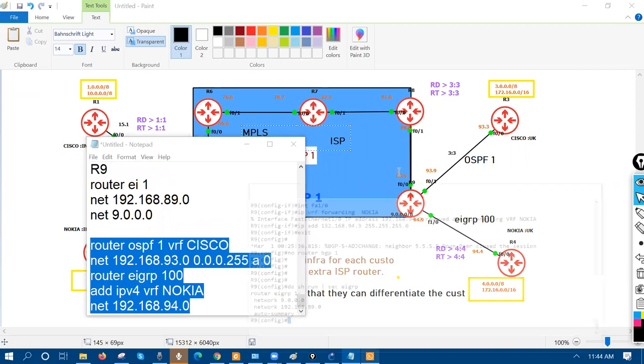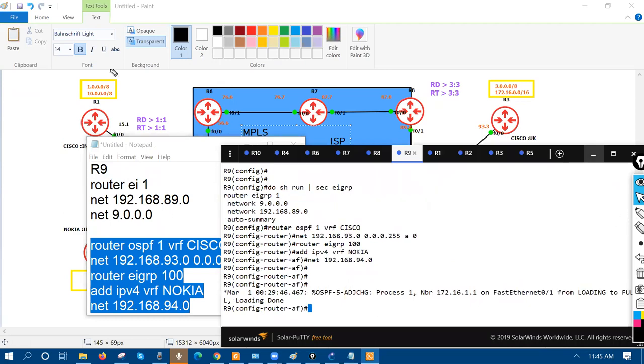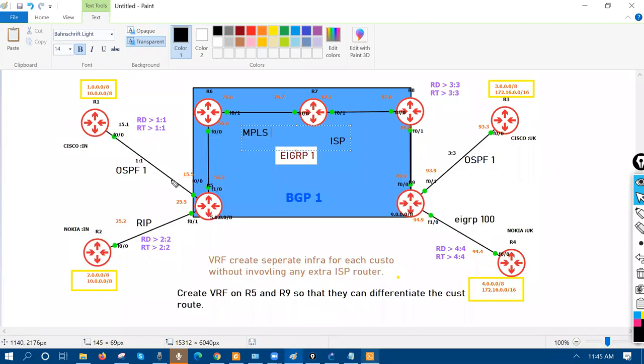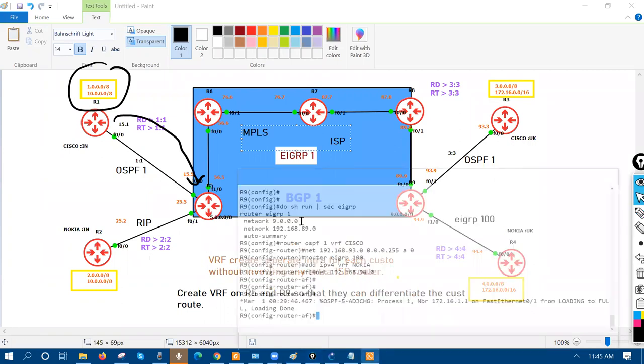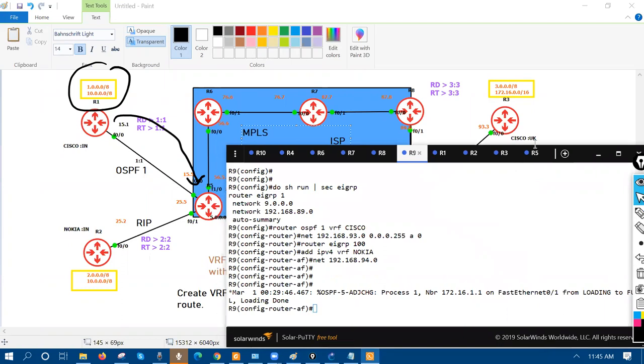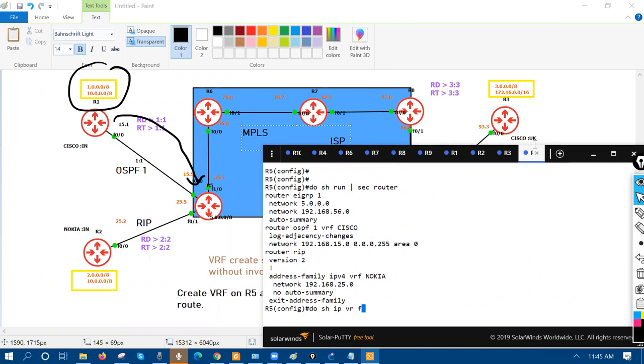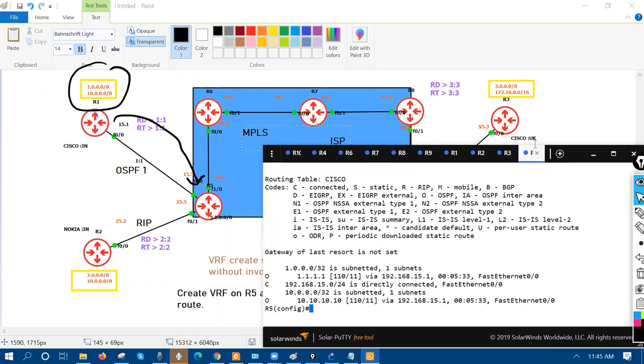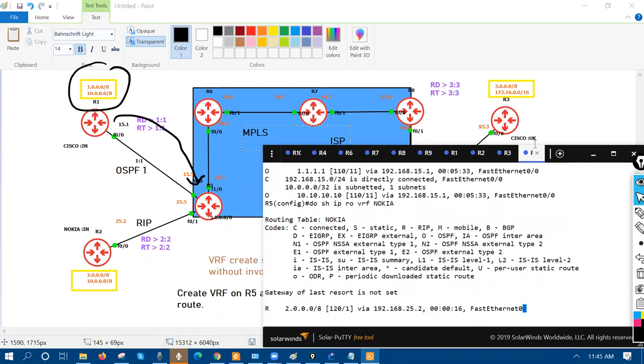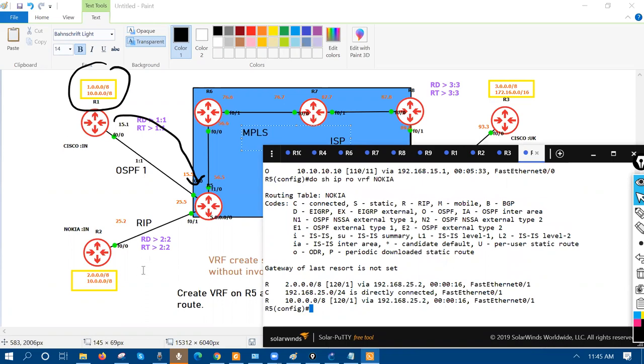Right? So once they have done with the neighborship, the first thing you need to verify is that R1 will advertise this information to R5, and R5 should have this information in the Cisco routing table, right? So if you go back to R5 and have a look, do show IP route VRF Cisco. I have this information. Same thing, I have this information, Nokia on R5. So R2 will also share this information to R5. So can you see the duplication? Same route, but they are in different routing tables. This is the beauty of VRF. So we can have RFC 1918 private addresses duplicated.